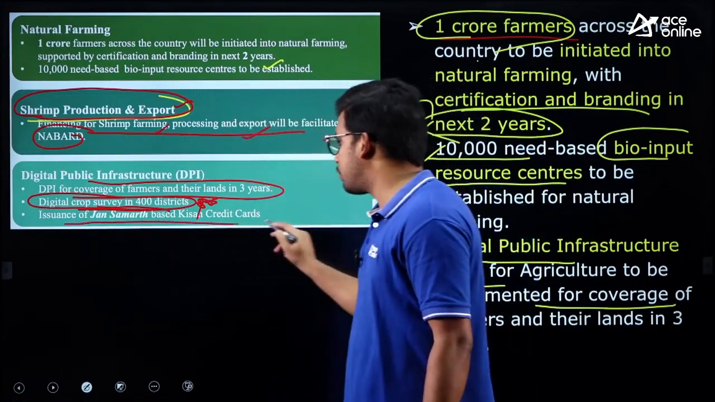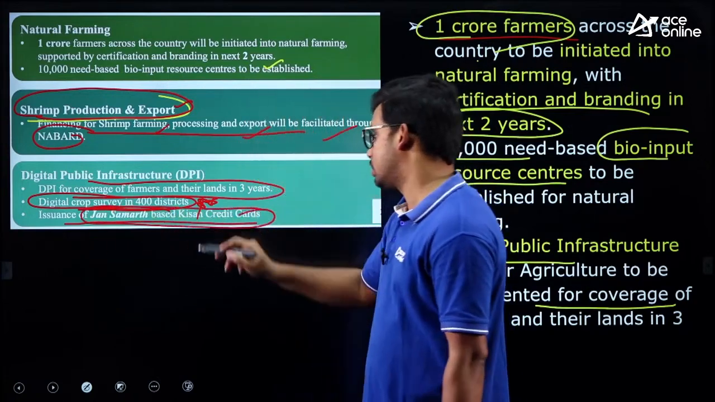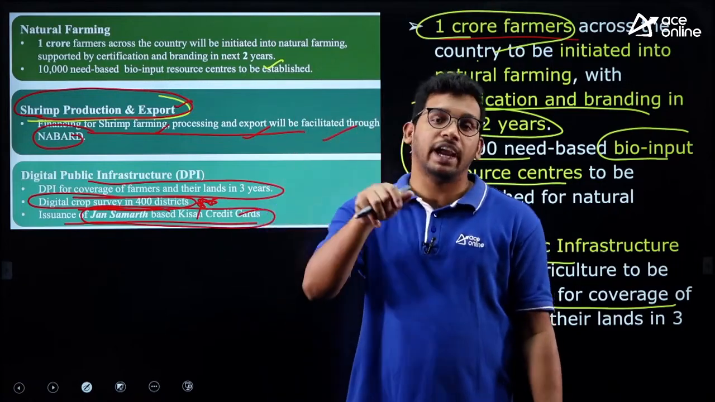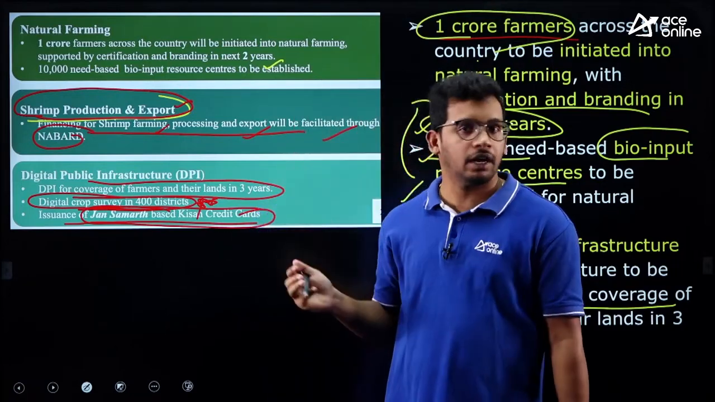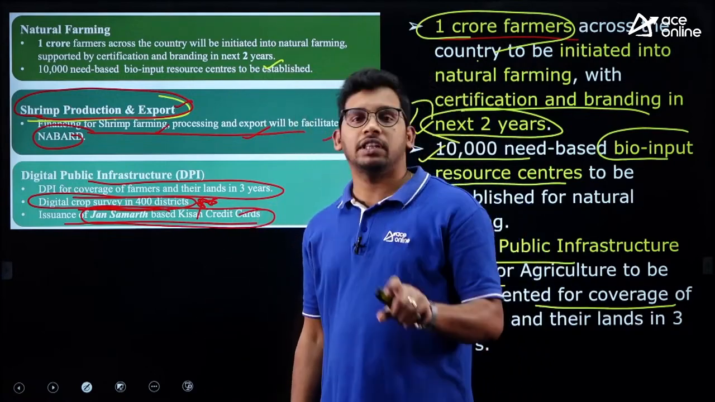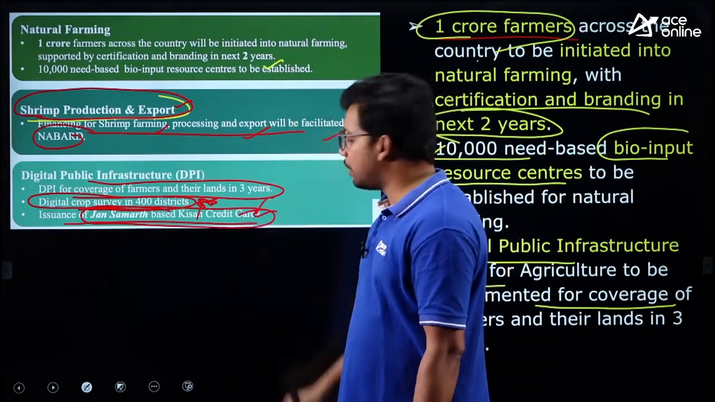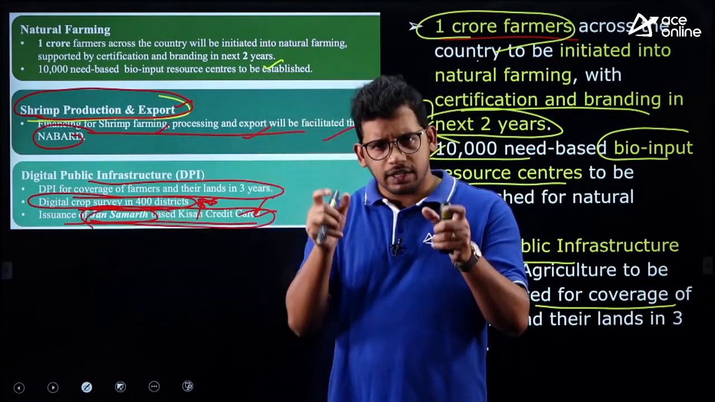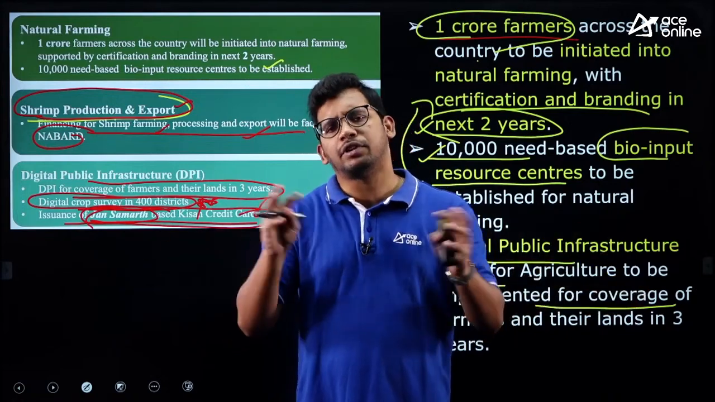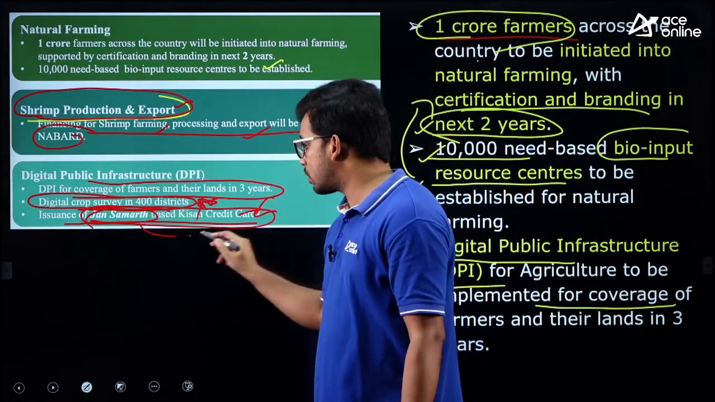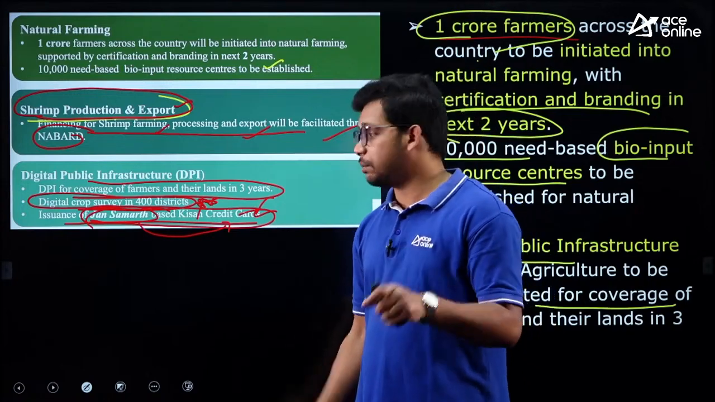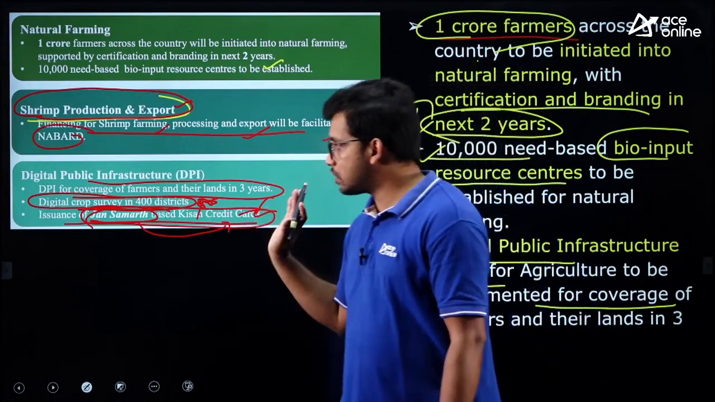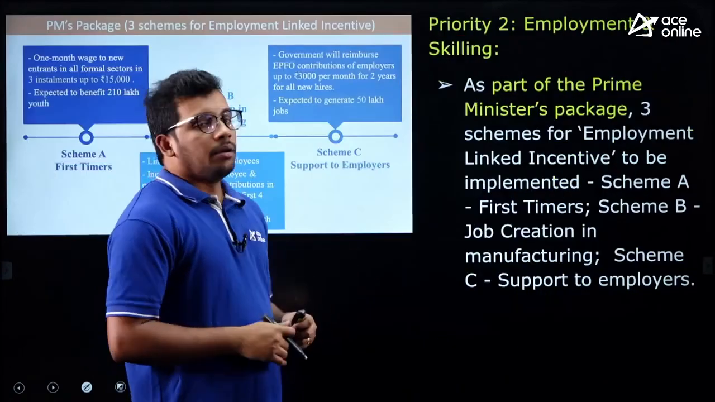Next one, issuance of Jan Samarth based Kisan credit cards. Kisan credit cards are those cards from which farmers can directly take money. It's like ATM cards. They can go to the ATM and take the money. Whatever the government is giving them as loans and all will be credited in this account, and then they can debit. Jan Samarth is a government portal where all the government schemes are mentioned at a single place. Through this portal, Kisan credit cards will be provided and the funds can be directly taken by the farmers and used for cultivation, right? So this is about agriculture priority area 1.